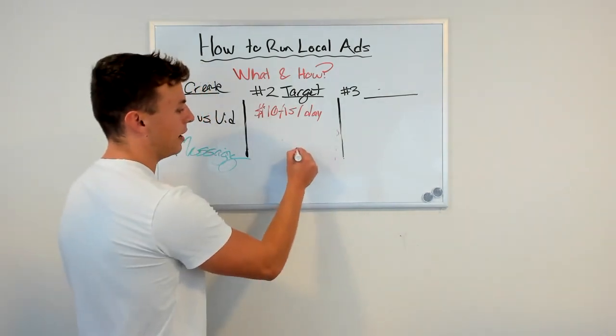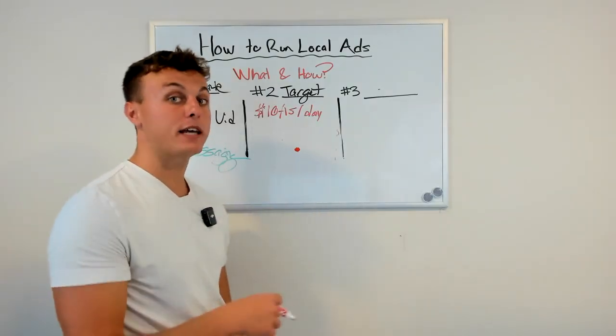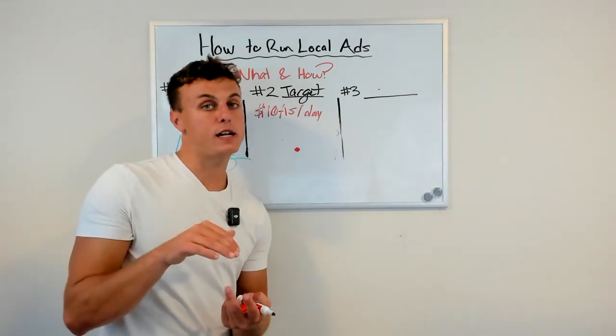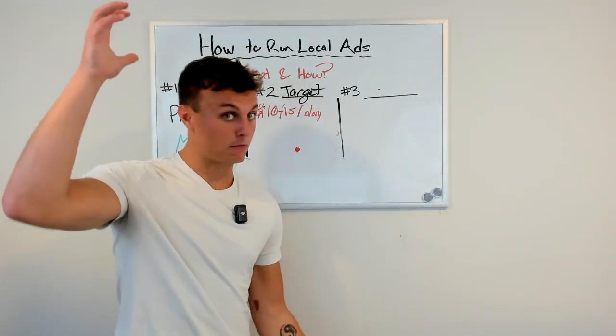Okay, so I'm right here. Then what I can do is set up a radius bubble, and I can customize this however I want. If I only want people in a 5-mile radius from me and target them, I can do that. If I want to target people in a 25-mile radius, I can do that.